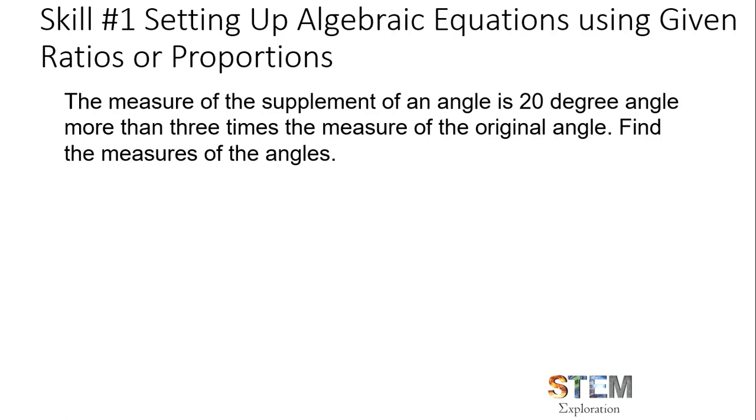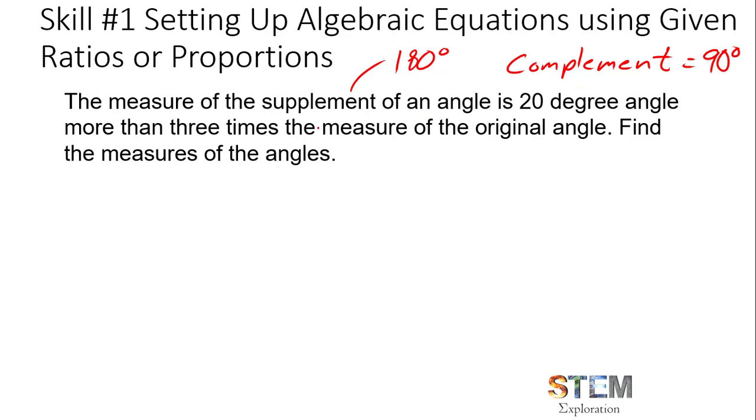Another situation is if the measure of a supplement of an angle is a 20 degree angle more than 3 times the measure of the original angle, find the measure of the angles. All right, so in this given situation, we're trying to put some mathematical operation here. If you don't remember from your geometry days, just remember that a supplement is equal to 180 degrees and a complement is equal to 90 degrees. So 2 angles are equaling 180, or if it's a complement, 2 angles are equaling 90.